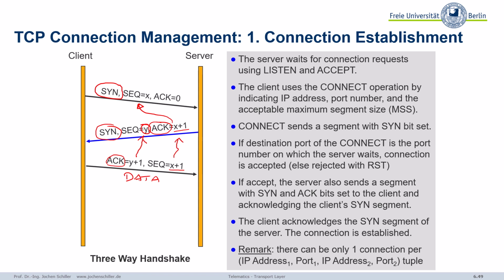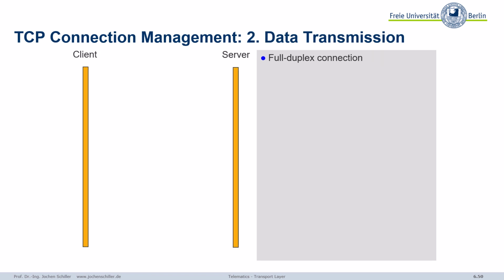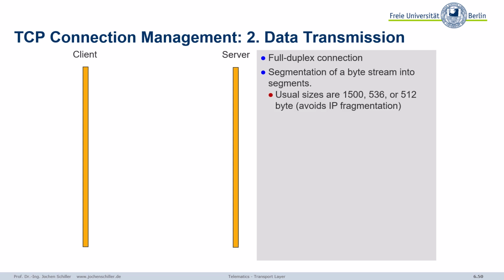I don't have to. So now we have the connection, and now we start transmitting data. This is full duplex. It doesn't matter who established the connection. It's always a full duplex bidirectional connection in TCP. And I can now start.